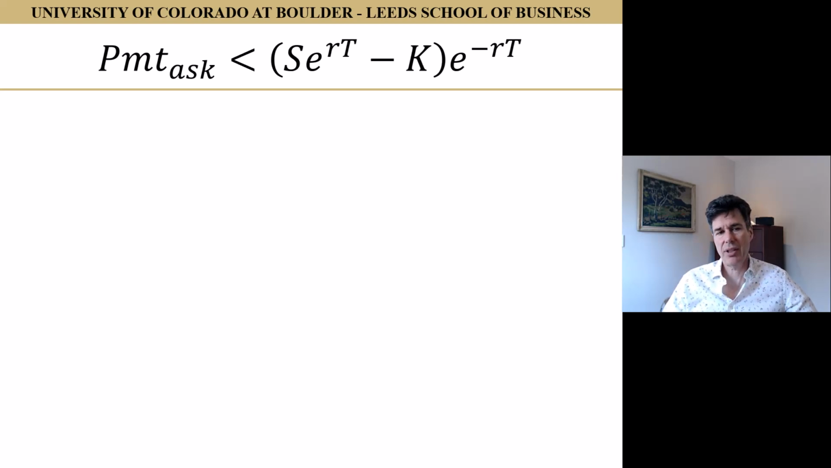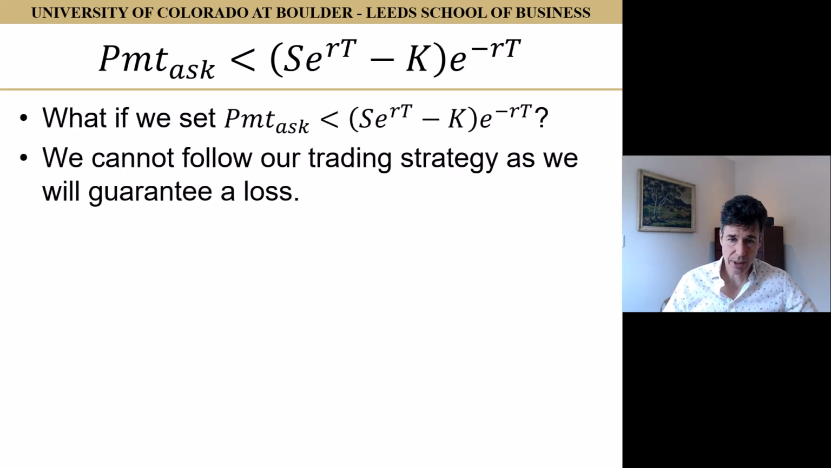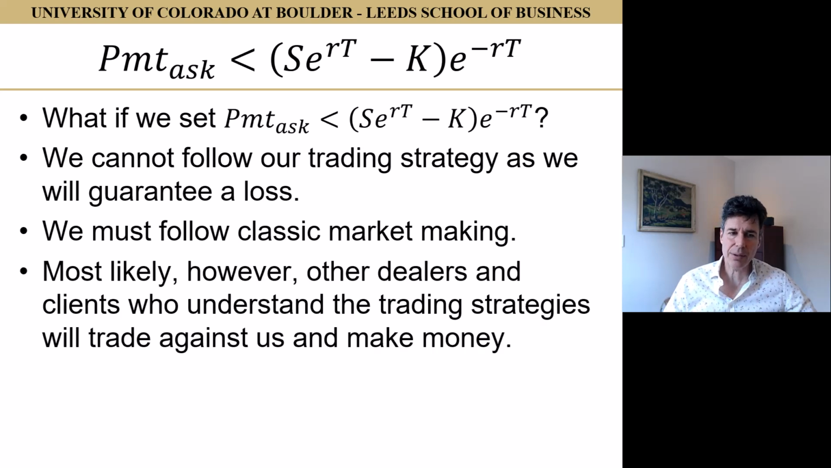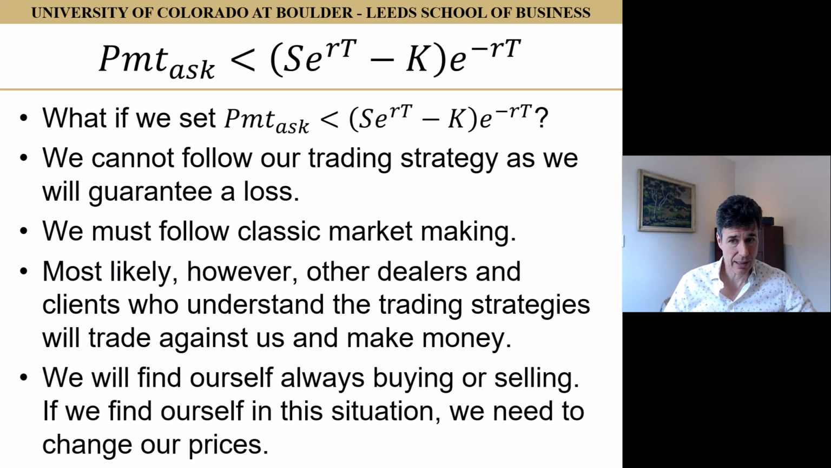Now, I'm going to do one of these examples. What happens if we set payment ask to be too small? Well, we can't follow our trading strategy, because if we do, we'll guarantee a loss. It's worth trying that, but you can see we guarantee a loss. We've got to follow classic market making. But other dealers and clients who understand the trading strategies, that hedging strategy, will trade against us and make money. We'll find ourselves always buying or always selling. And if we find ourselves in that situation, we're going to have to adjust our prices.